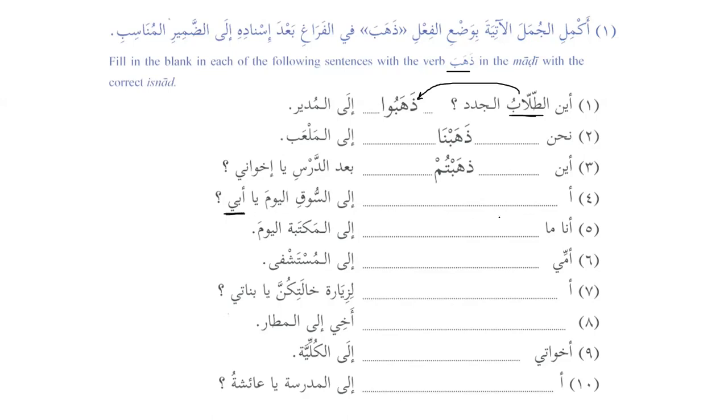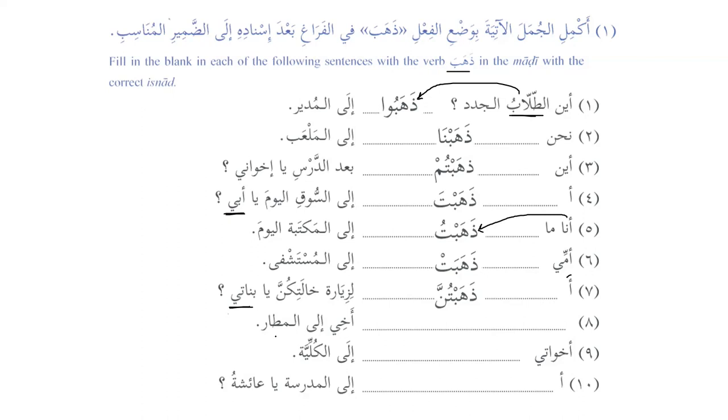Talking to the father, يا أبي, so we will say أين ذهبت إلى السوق اليوم يا أبي. ذهبت إلى السوق اليوم يا أبي, oh father, did you go to the market today? أنا ما إلى المكتبة اليوم, so you will say أنا ما ذهبت, I didn't go. أنا, and you know with أنا we will say ذهبت. أمي إلى المستشفى, so we know that أمي is feminine, and for the feminine we will say ذهبت. أمي ذهبت إلى المستشفى. لزيارة خالتكن, and همزة as we know استفهام, يا بناتي, oh my daughters, so we will say أذهبتن لزيارة خالتكن يا بناتي, oh my daughters or oh my girls, did you go to visit your aunt?